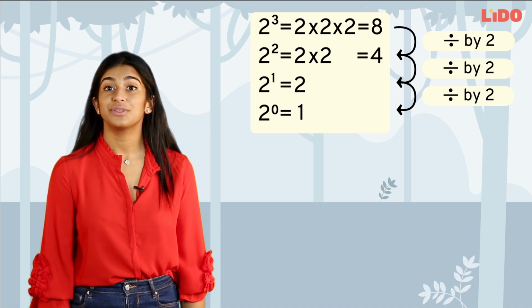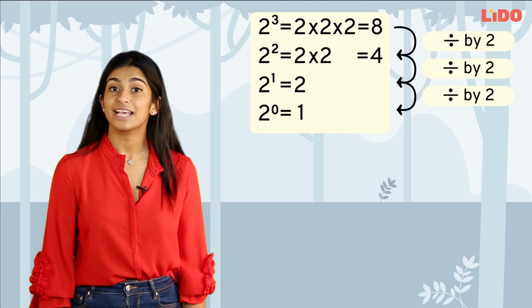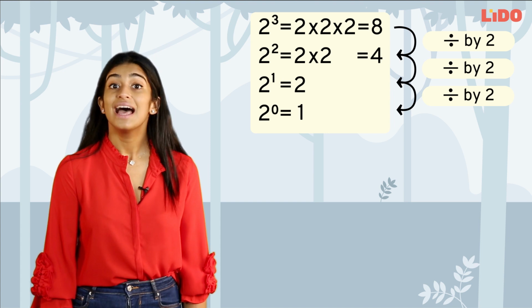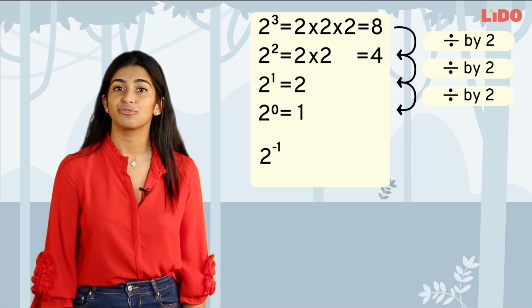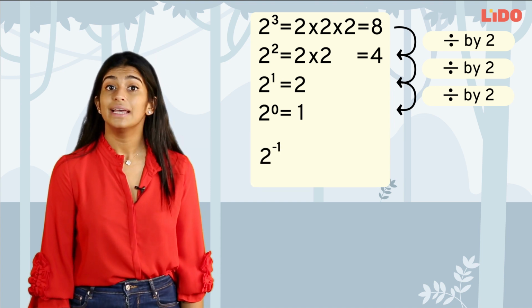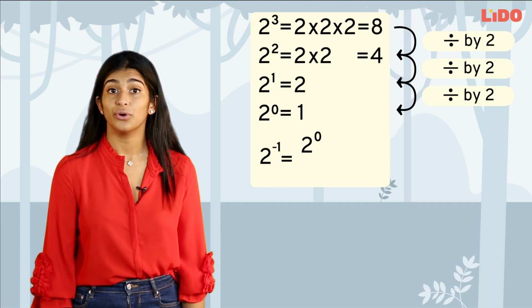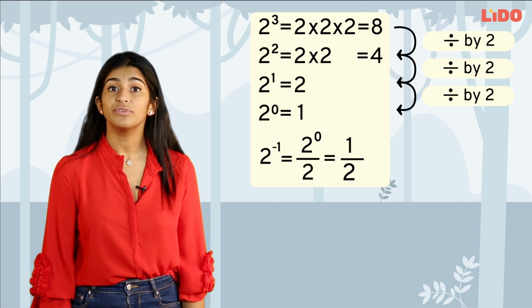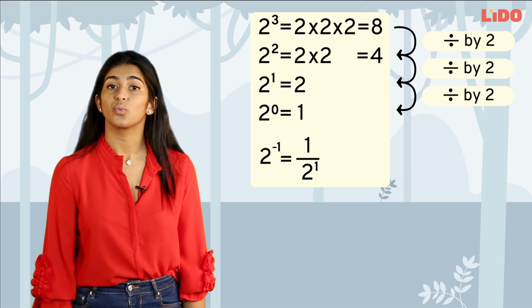Now, let's continue this pattern further by reducing the exponent of 2 by 1 again. This will give us 2 raised to negative 1. According to the pattern, this should be equal to 2 raised to 0 divided by 2, or 1 over 2, or 1 over 2 raised to 1.